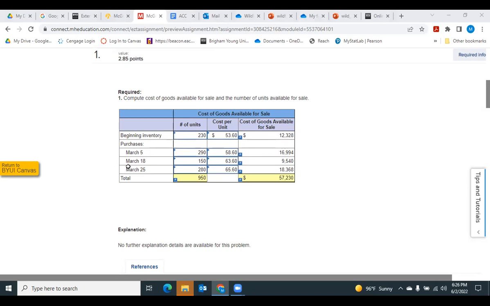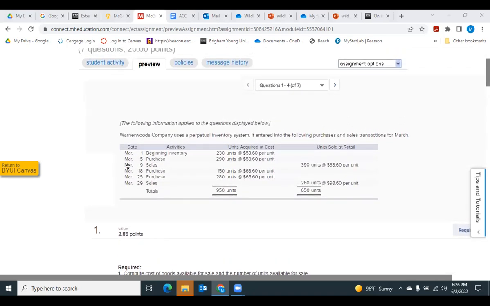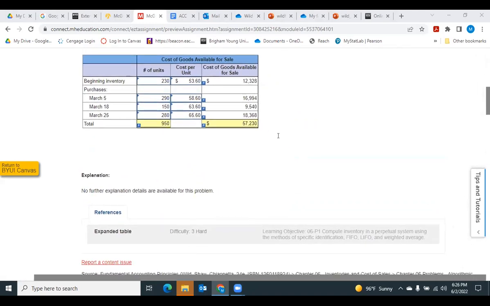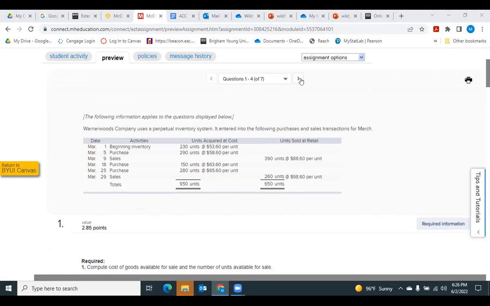I don't know if I'm on the wrong one, but the portion at the top is the same information that I have, but there's multiple parts on this. Yeah, none of that is the same, at least from what I'm looking at on my screen.